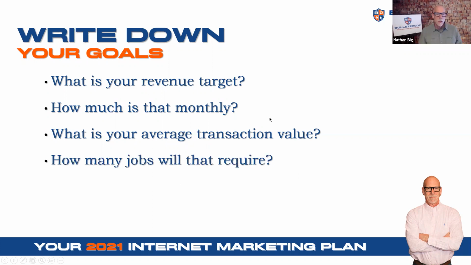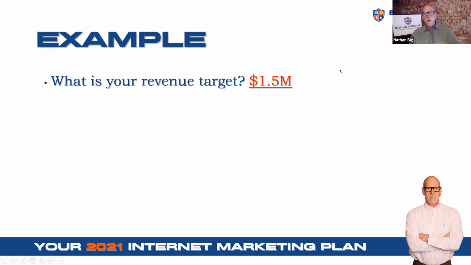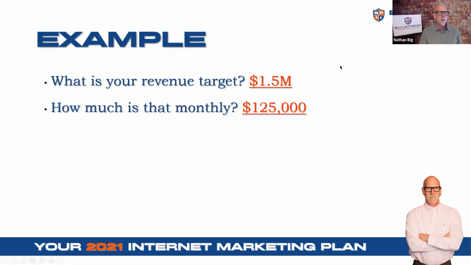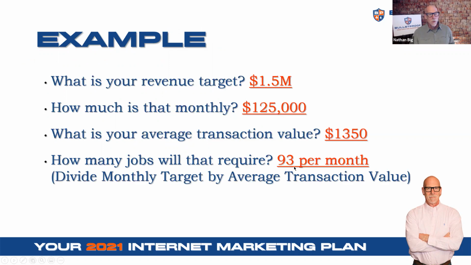Now we take those numbers and then you say how many jobs will that require. So we do simple arithmetic. If you want to hit this number, you're going to need that many jobs. Okay, so here's a real simple example. 1.5, obviously that's a popular number. So that's 125,000. If your average transaction is only 1350, then you need 93 jobs per month. Okay, and if it's 5,000, you can do the math and you need a lot less jobs for that.